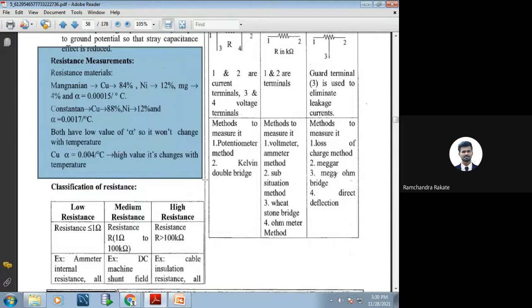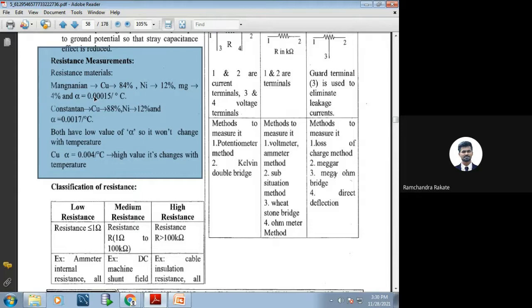resistance measurement. There are different types of resistance material. One is manganin, a composite of copper 80%, nickel 12%, manganese 4%, and alpha, that is the temperature coefficient of resistance, is about 0.00015 per degree Celsius. Correct.